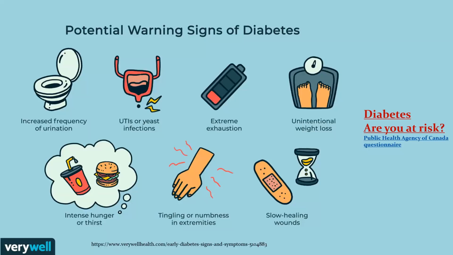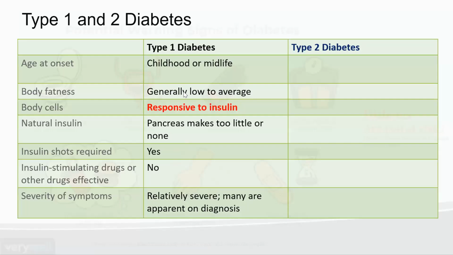If you're concerned whether some of these things fit you, I encourage you to check out that link on the right. That's from the Public Health Agency of Canada. And it's basically a questionnaire that asks you a bunch of questions about your gender and your age and your height and your weight and some of your other habits to assess your diabetes risk. And it's certainly worth taking a look at. And we'll talk about risks here in a moment.